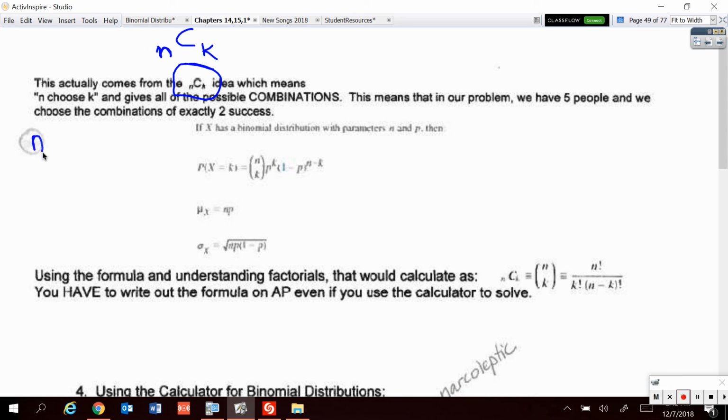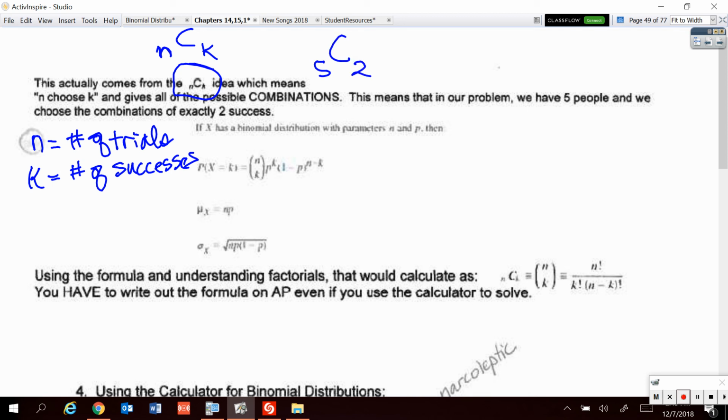So this says combinations of k successes. I first want to define what n is. N is the number of trials, which in the case of our problem today was how many trials? How many trials did we have? 5 people. Yep, we looked at 5 people. That's 5 trials. And then k is the variable that represents the number of successes. In our case, how many successes did we want? 2. Very good.